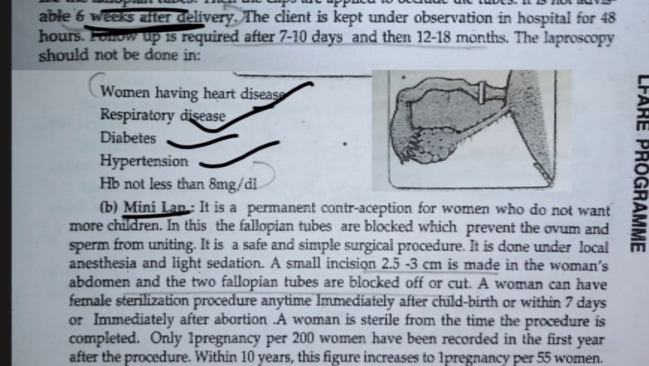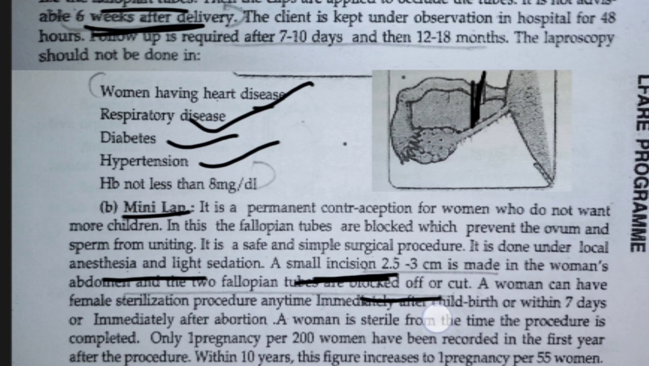This is called mini lap because here the incision is very small, around 2.5 to 3 centimeters. First the doctor gives anesthesia or a sedative to the patient. After this, a small incision is made, and with the help of that incision, the blocking or cutting of the fallopian tube is performed. This block will prevent the entry of sperm. And mini lap can be performed immediately after birth. There is no need of waiting 6 weeks and so on, like with laparoscopy. You need not wait for a long time.